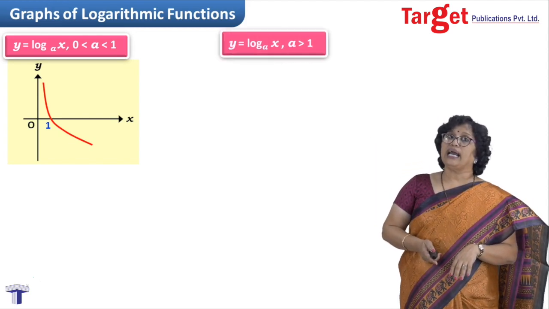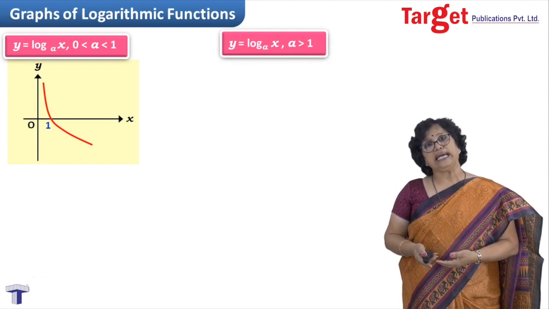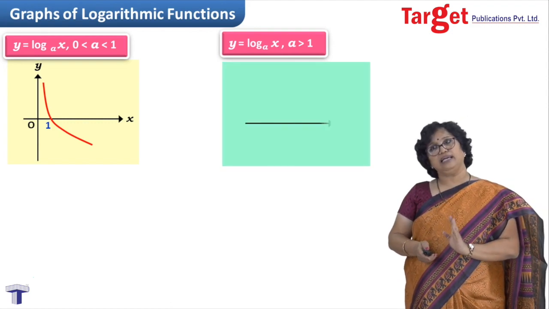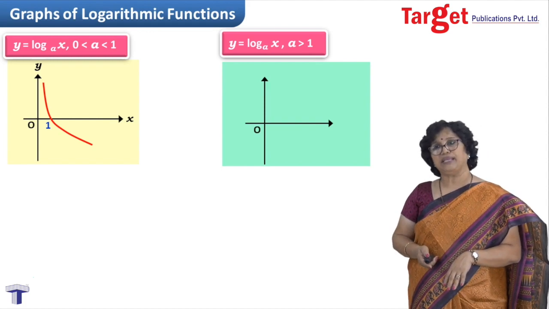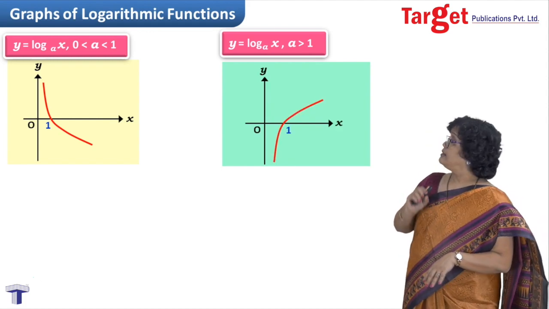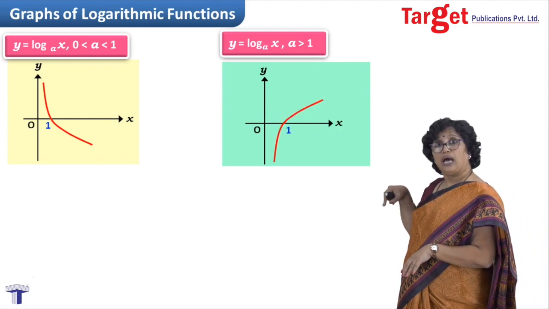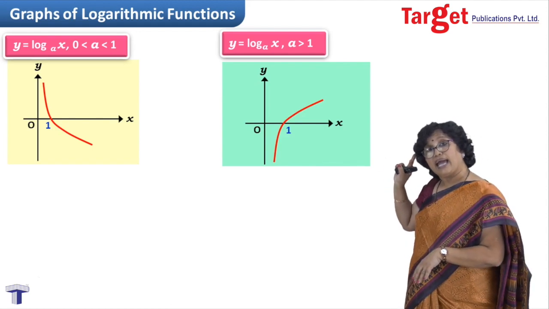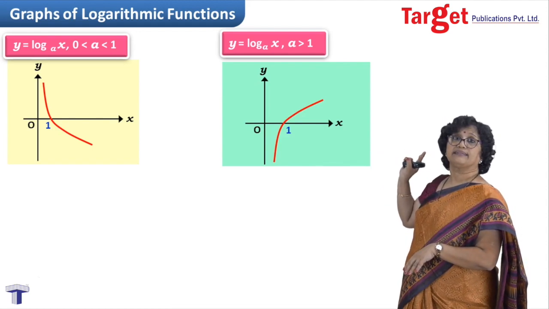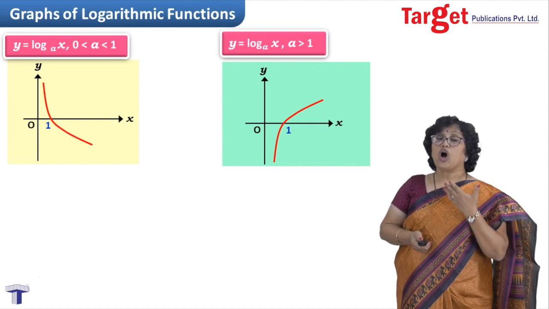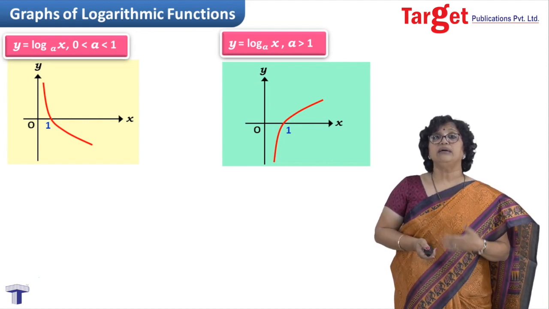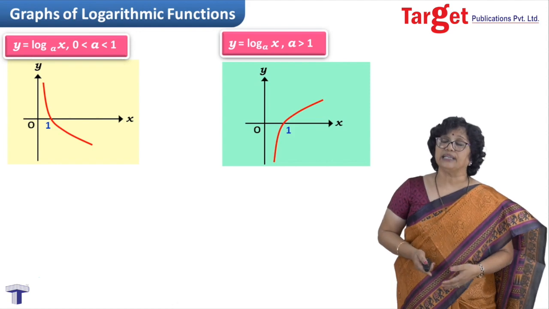Now, I try to draw the graph for a greater than 1. Again, similarly, draw the x-axis, y-axis, name them and see the graphs. The curve starts from down and goes up. And again, it is on the right side of the y-axis. What does that mean? That the log function is defined only for values of x which are greater than 0.